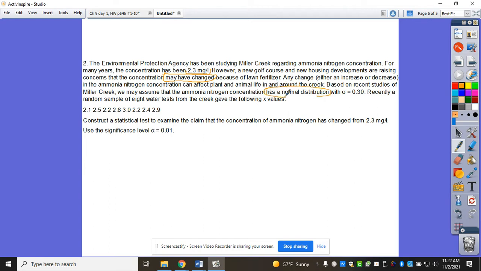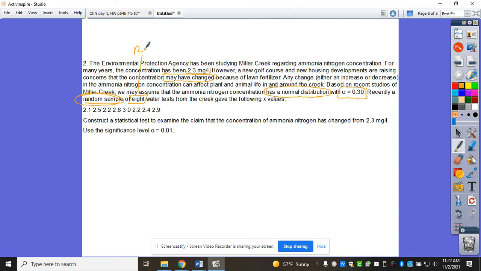normal distribution. That's really helpful for us because now I don't have to make a graph of like 8 different dots. Here's our sigma. Recently, a random sample, there's random, 1 is 8. Water test from the creek gave the following X values.